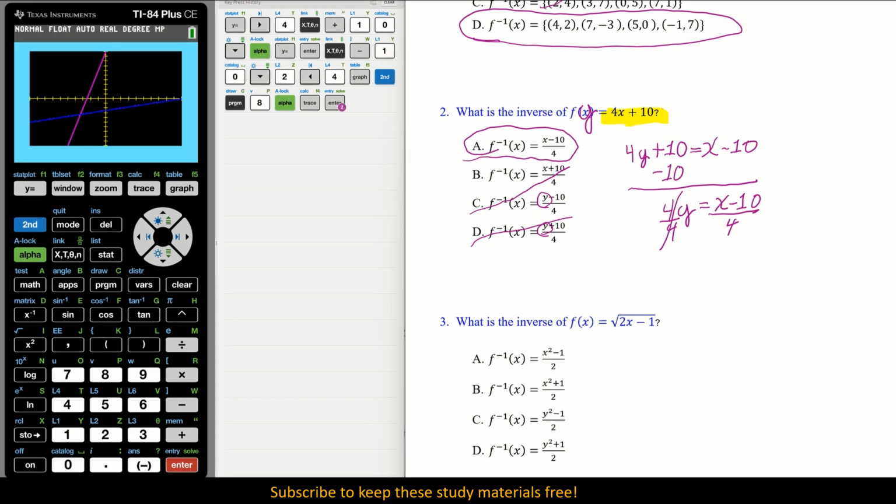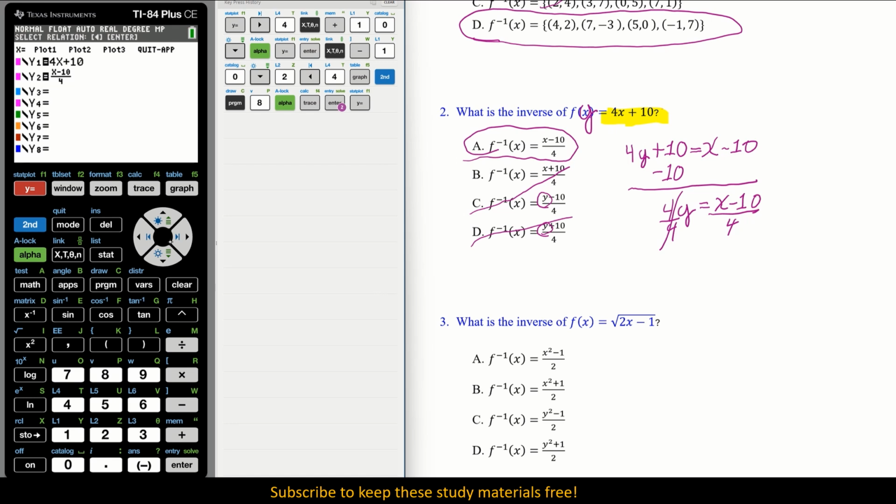Number 3. What is the inverse of f of x equals square root of 2x minus 1? Okay, let's go ahead and put that in the calculator. So let's push y equals, and let's clear out everything we already have. There we go. Let's arrow back up. In y1, we want to put our given. So second, x squared, that gives us a radical, and then 2x minus 1.